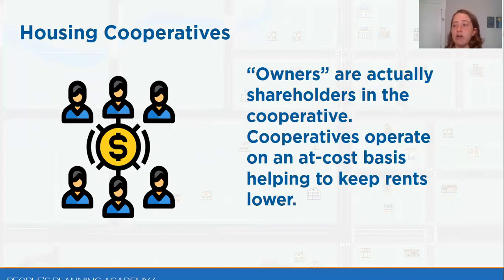And the second are housing cooperatives, also known as co-ops. So co-ops are typically multifamily units or units that have a shared common space. So in this model, the owners in a co-op are actually shareholders rather than owners. The benefits are that rather than paying a profit margin to a landlord on top of the expense, co-ops operate on an at-cost basis. So you are only being charged as much as it takes to maintain the units and amenities.